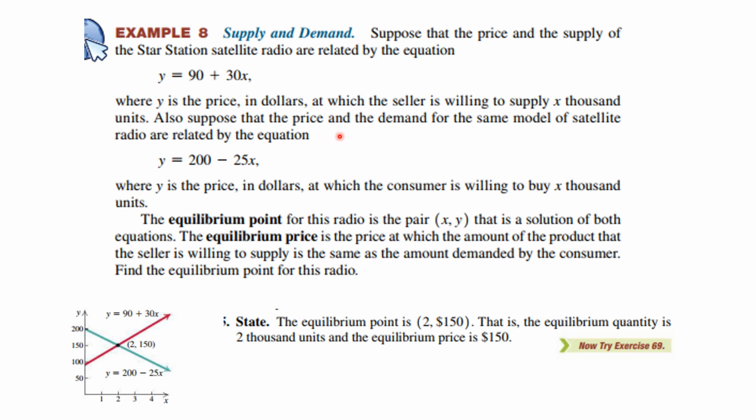But we also know that supply and demand for the same model are also related by this set of equations. Again, this is the price and the same set of variables. The equilibrium point is where the supply equals the demand. This is the demand equation. This is the supply equation. And you see we try to find the equilibrium point where they intersect. If you solve these 2 equations, you'll find out they intersect at 2 and 150. That means that the equilibrium quantity is 2,000 units, and the equilibrium price is $150 per unit.